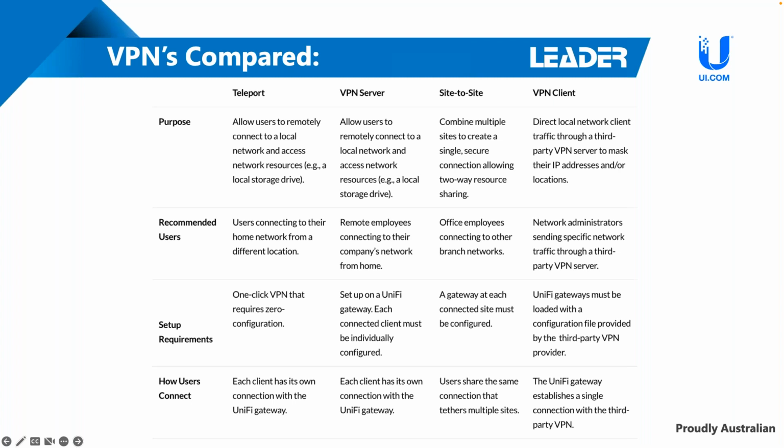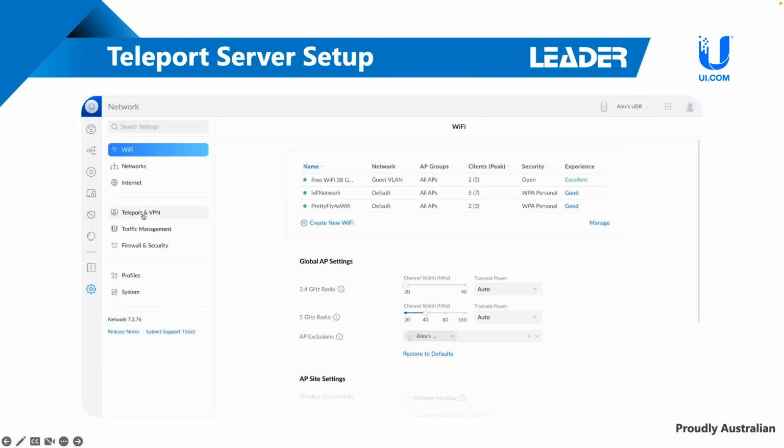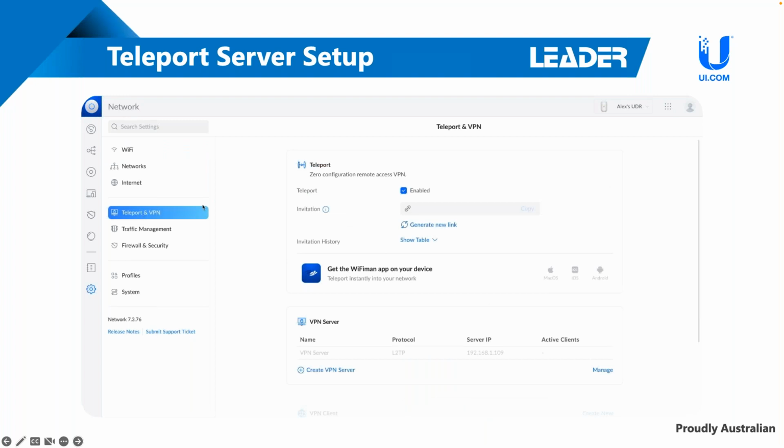What we're going to do now is first look at Teleport setup. This is going to go quite fast, so I'm going to pause the video at a couple of intervals so we can discuss some of the things that are happening. I'm using my little UDR that I have set up at home as it's a real-world scenario. I'm literally just going into settings and then Teleport. You'll see my link is pretty much blank at this point.